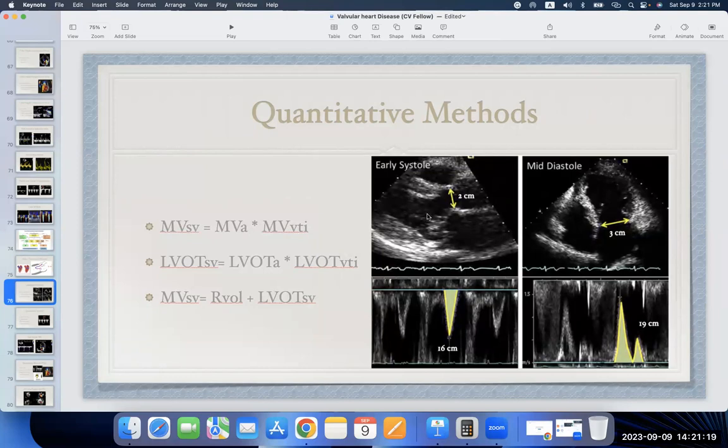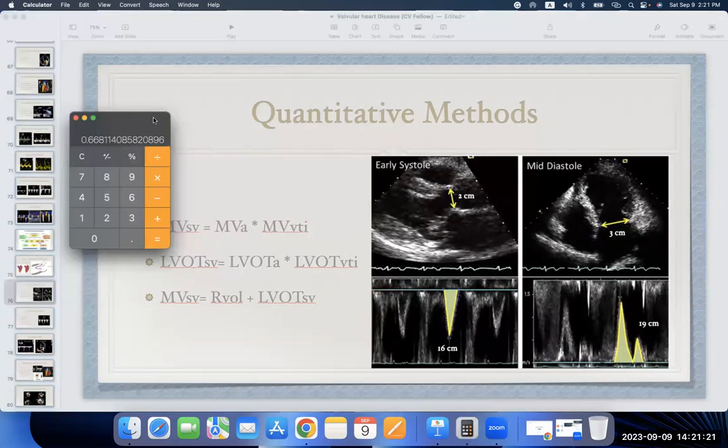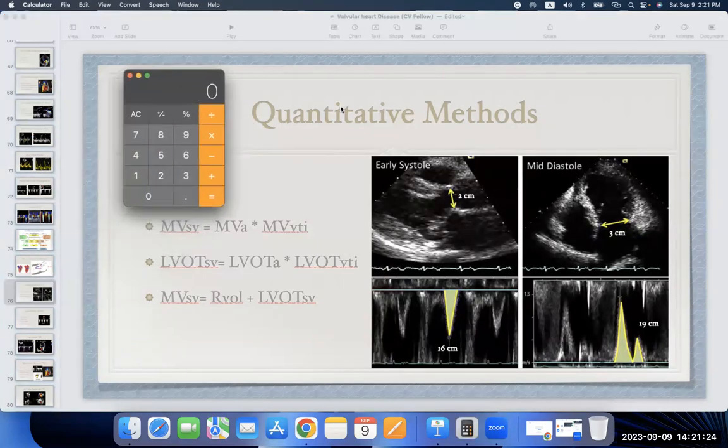We can do it here just as a practice. Let's say the diameter is 2. If you divide it by 2, you get 1, so the radius is 1. You square it, you get 1 also. Then you multiply it by pi, so the end result will be an area of 3.14. Then you multiply it by the VTI of the LVOT. We're going to say multiply by 16, so the LVOT stroke volume is 50 cc.